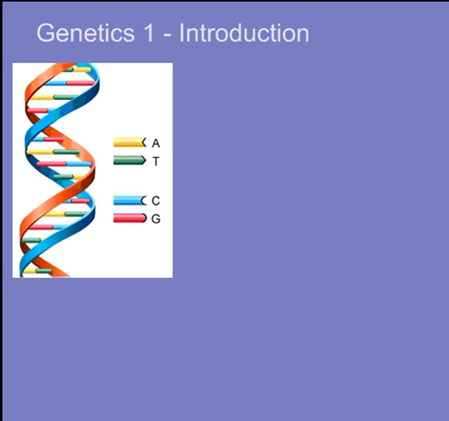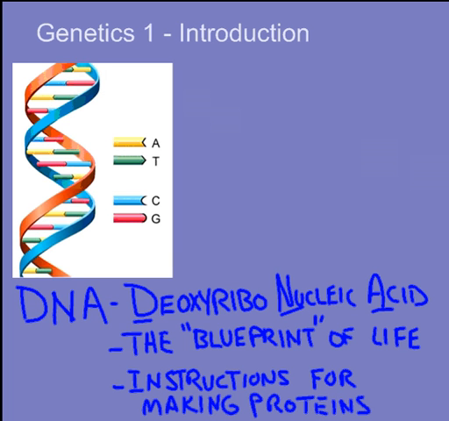This will be an introduction to our genetics unit. So let's start with DNA. You can't talk about genetics without first understanding DNA. Okay, so just as a quick review, DNA is deoxyribonucleic acid. It's the blueprint of life. It contains the instructions for making proteins.